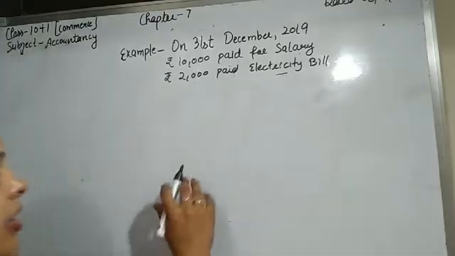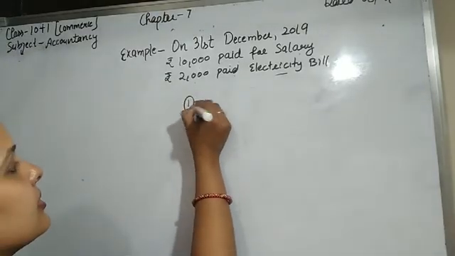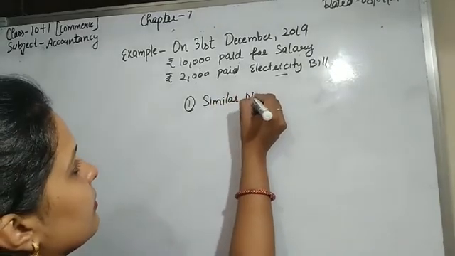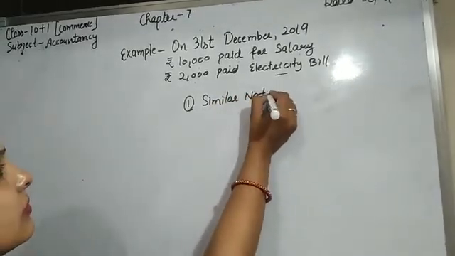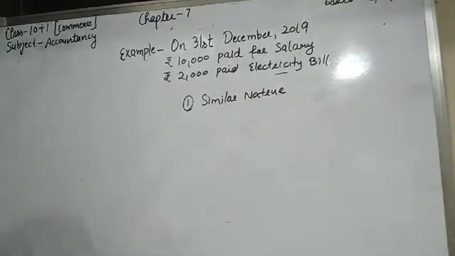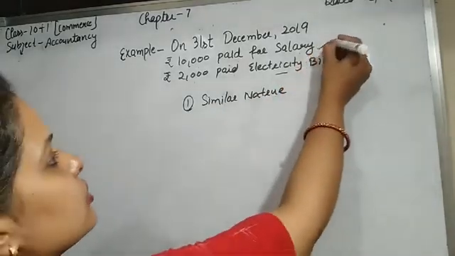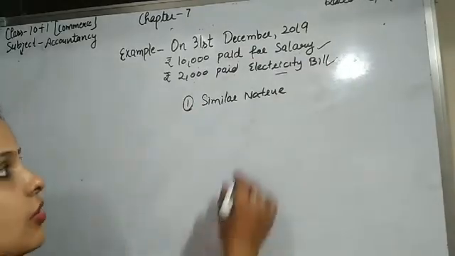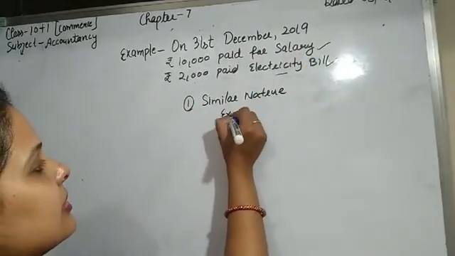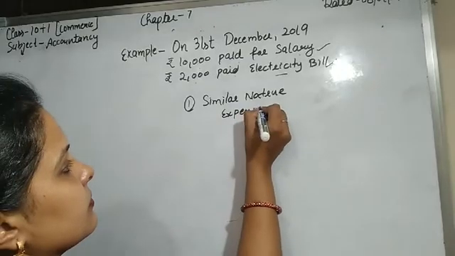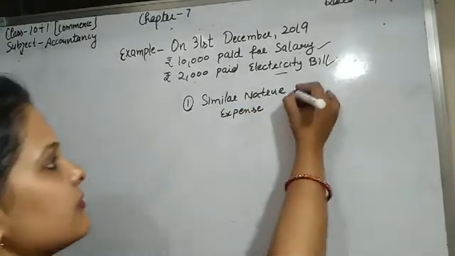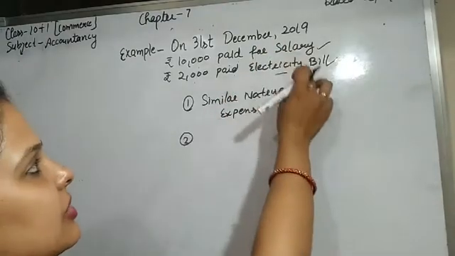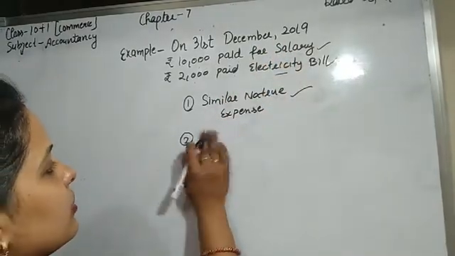The three things are, students, first is similar nature. Salary is also an expense, it is paid, and electricity bill is also an expense. So in this transaction, the similar nature is expense. So this condition is fulfilled. The second condition is that these two transactions are related to one particular account.